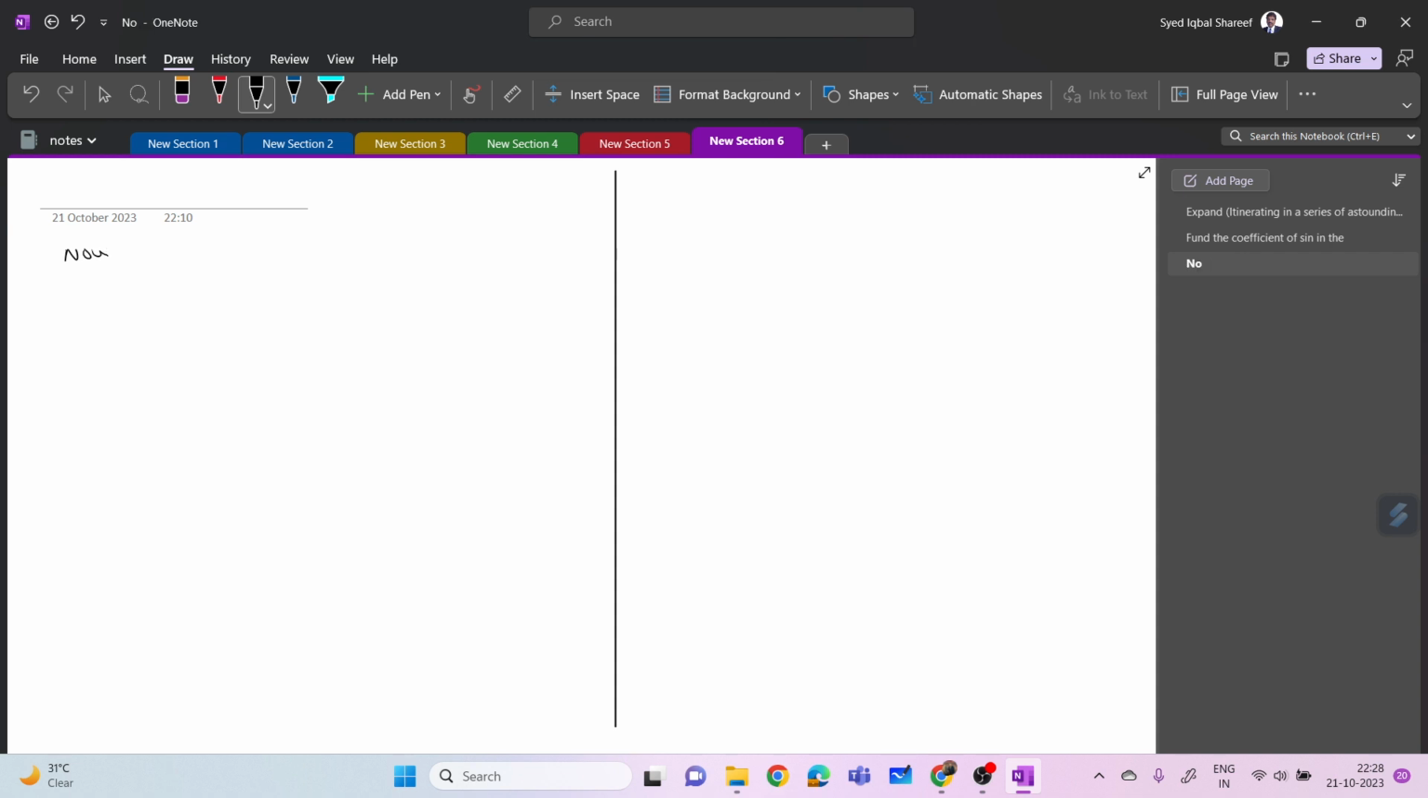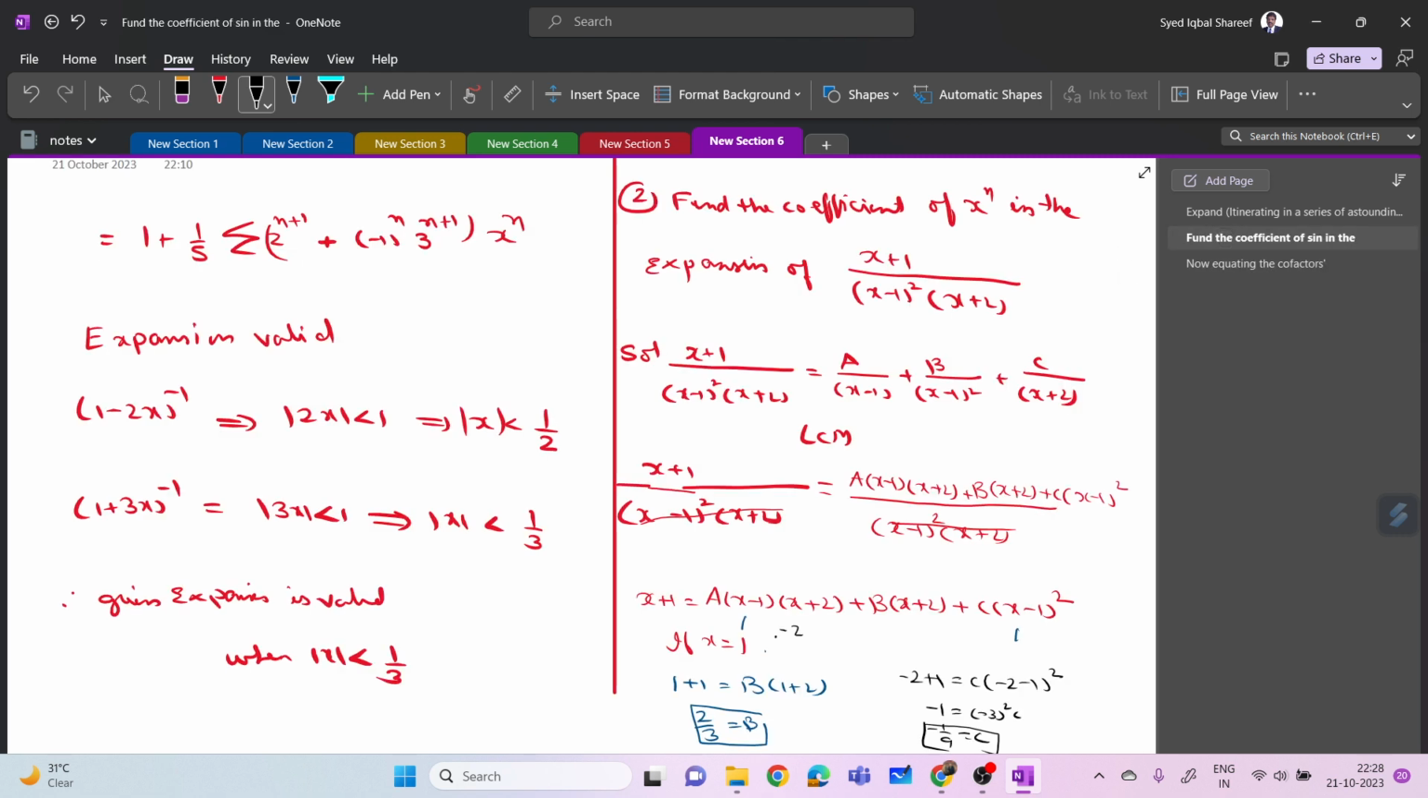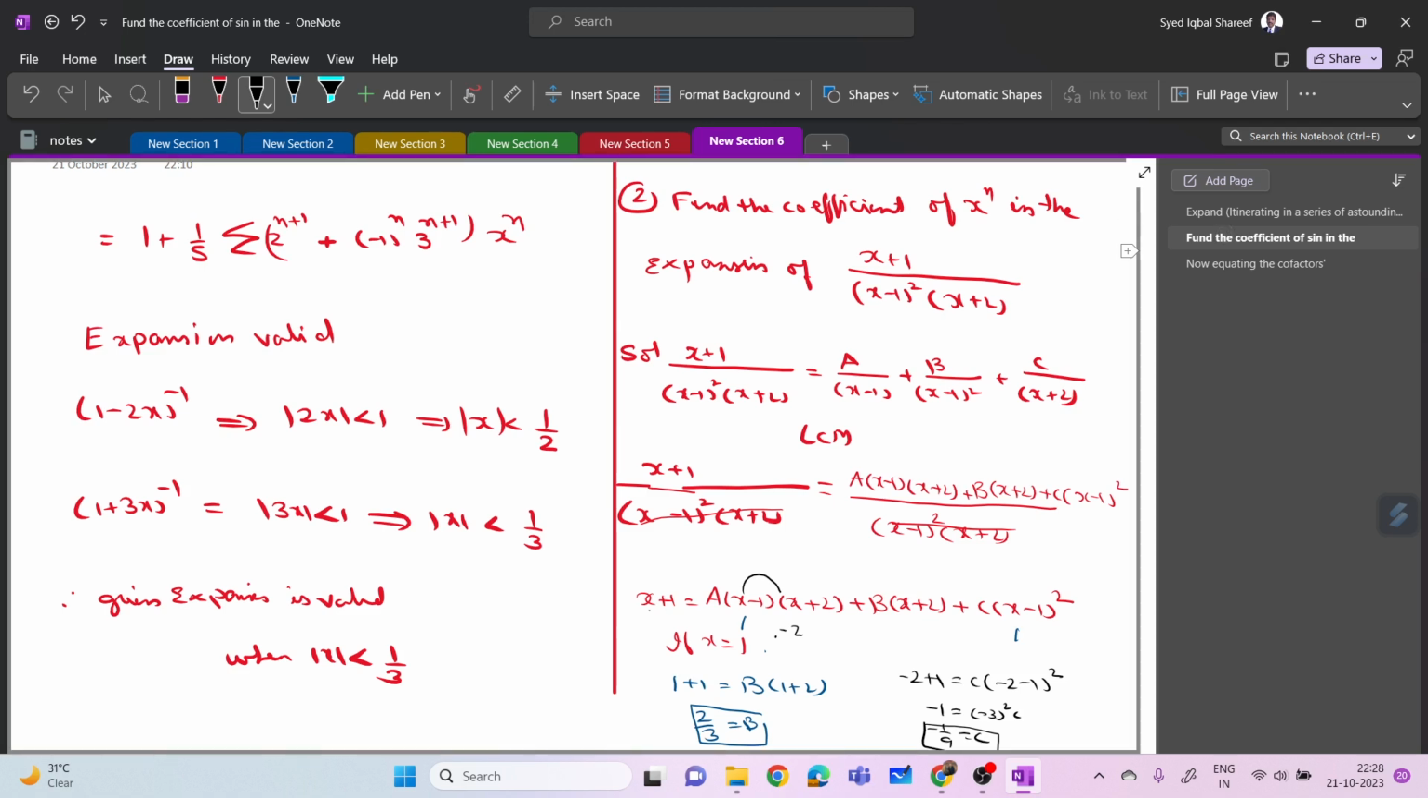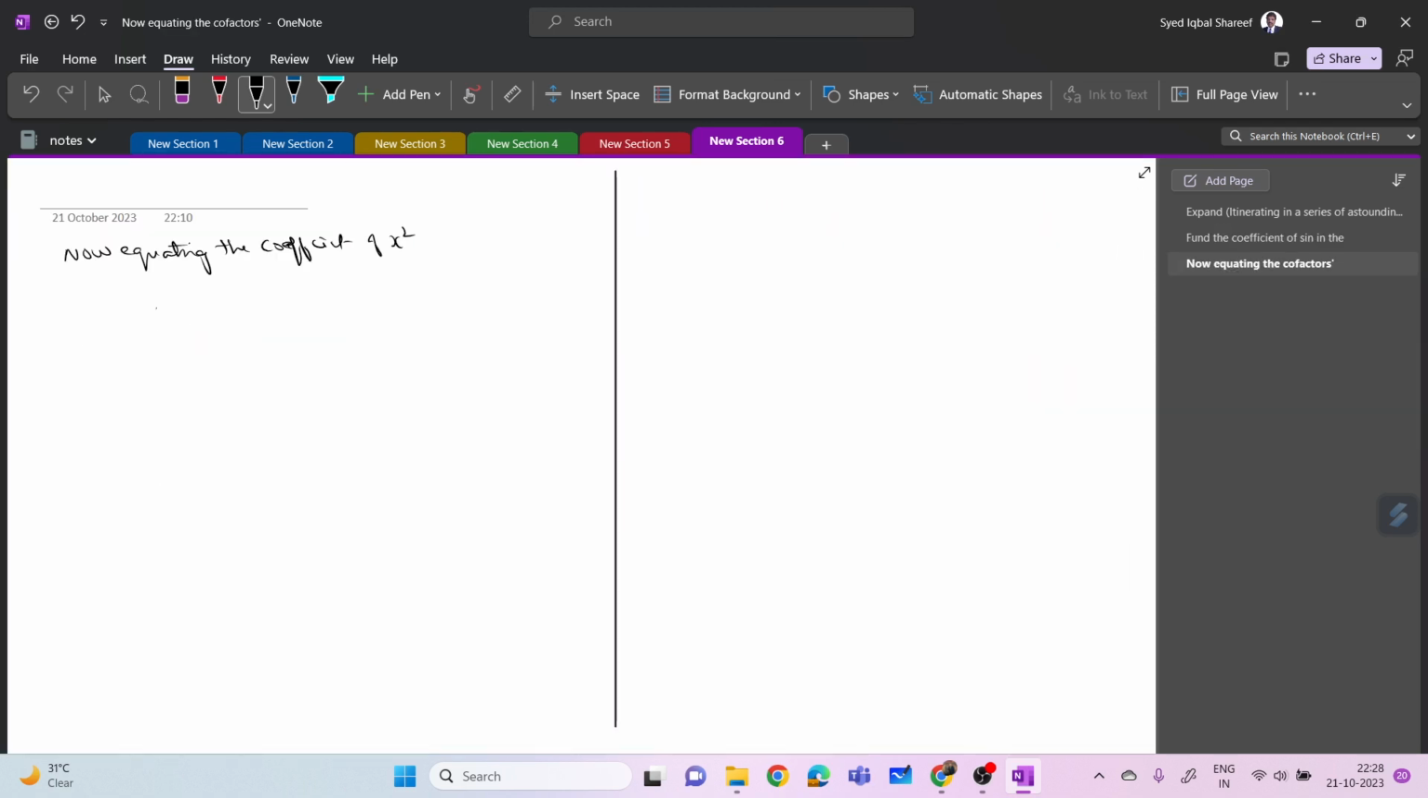Equating the coefficient of x square. You see here, the coefficient is 0. This is x into x, this is x square, this is c x square. So a plus c equal to 0.